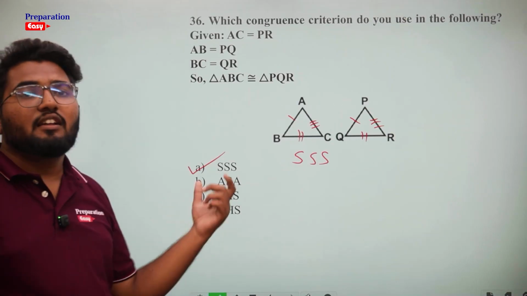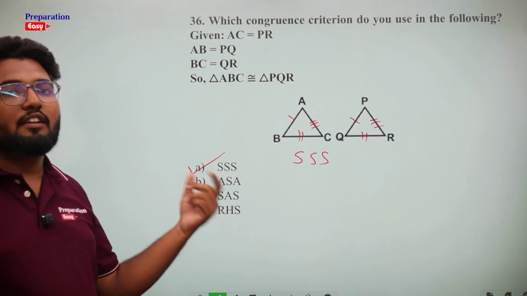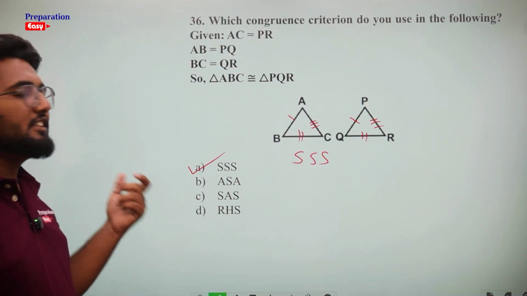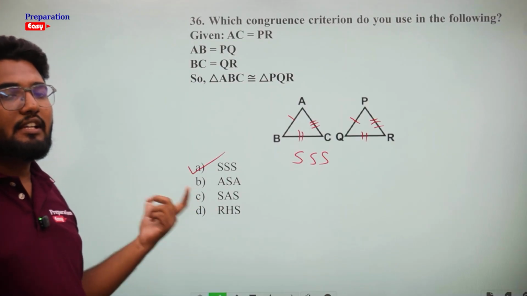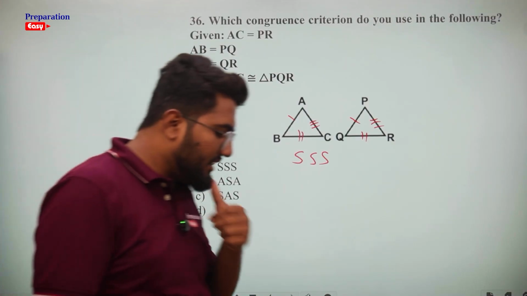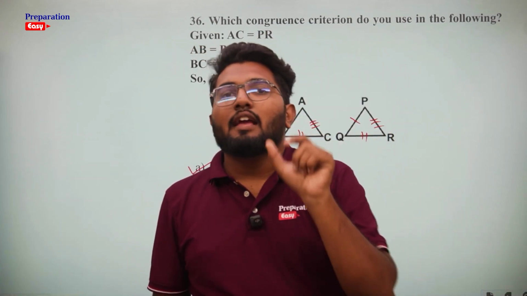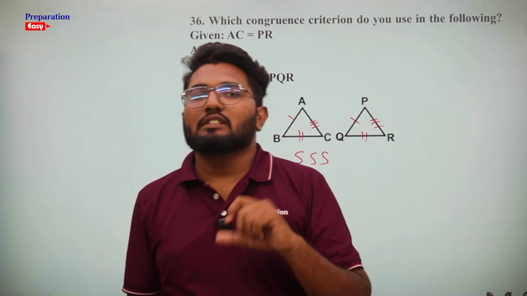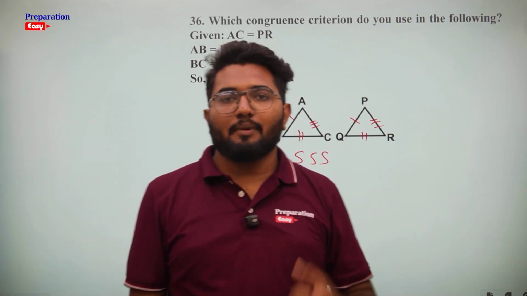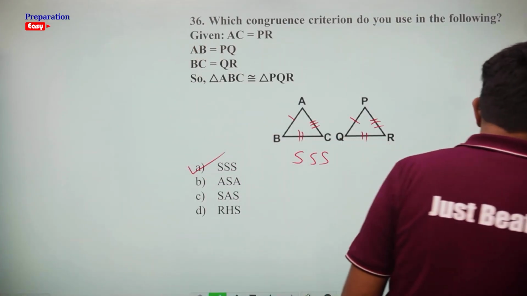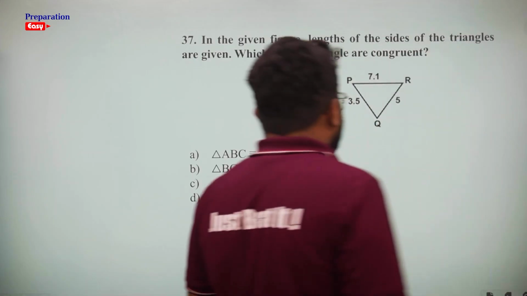What is ASA? If two angles and the side between them are the same, then ASA will be applied, and SAS stands for side angle side. If two sides and the angle between the two sides are the same, then SAS will be applied. Okay. Next question, that is 37th.